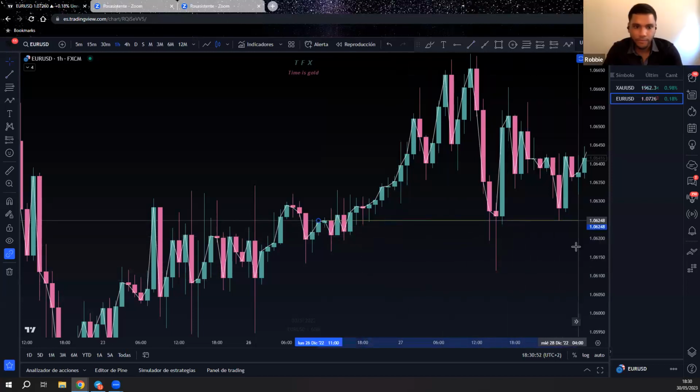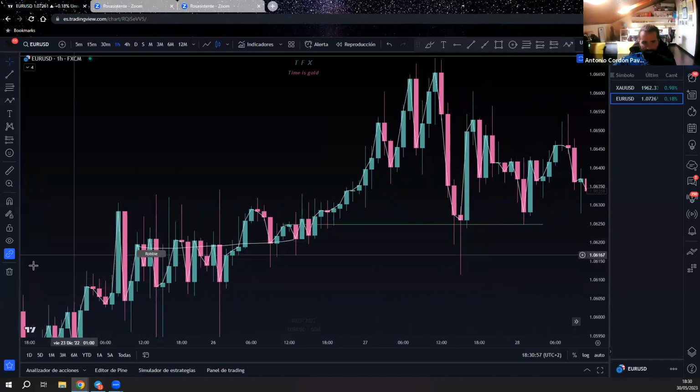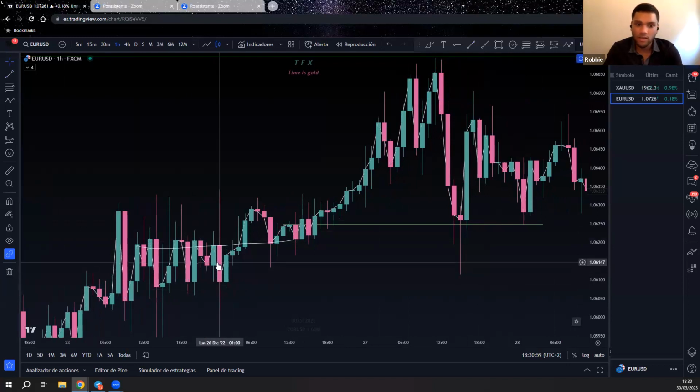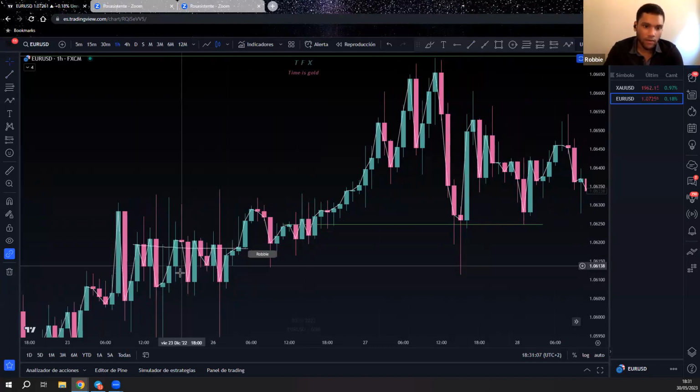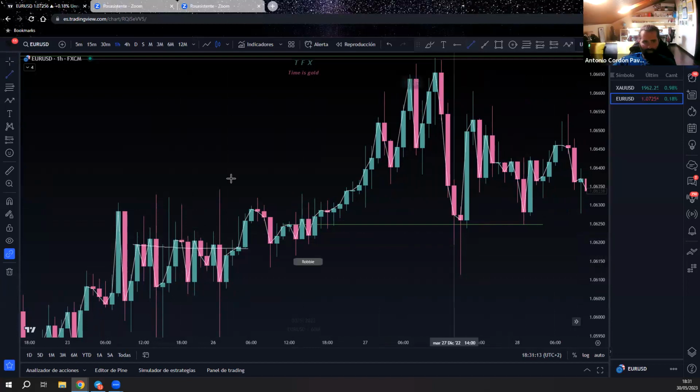Difficult one, but it is. This is also another variation. It's a little messy, guys, but it's also still considered. Can you see how it just wicks into this level? This is also a broken head and shoulders. It took a while for price to actually break it, but it comes back to test it right here. True.